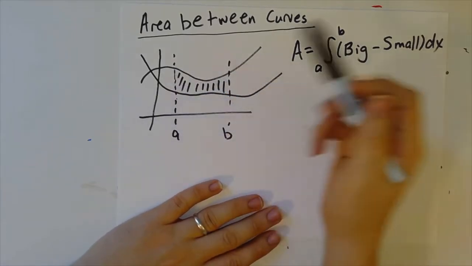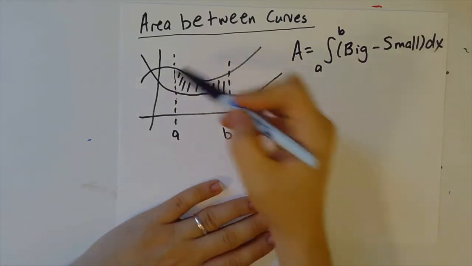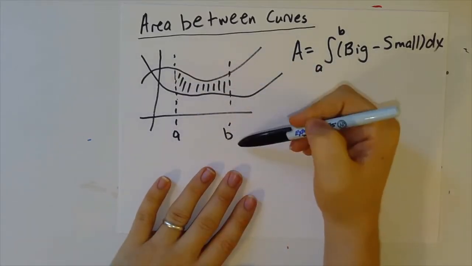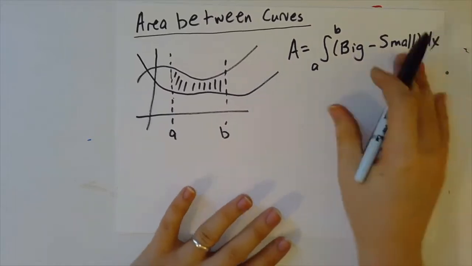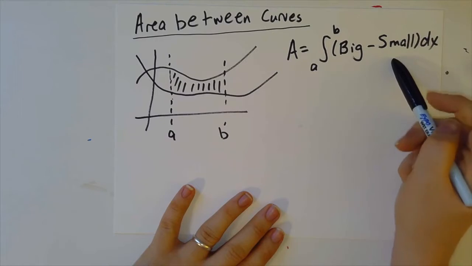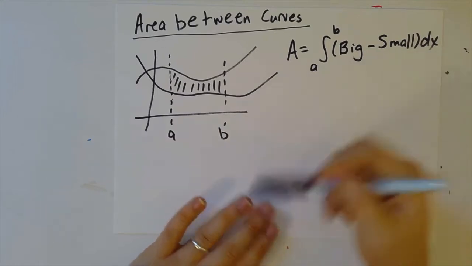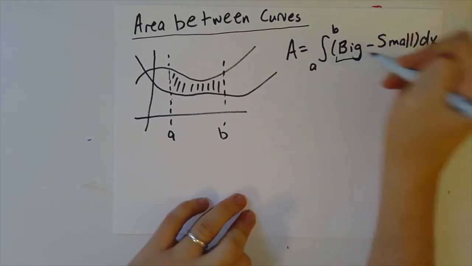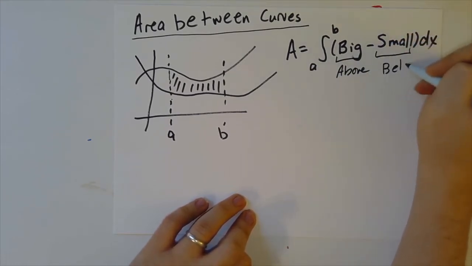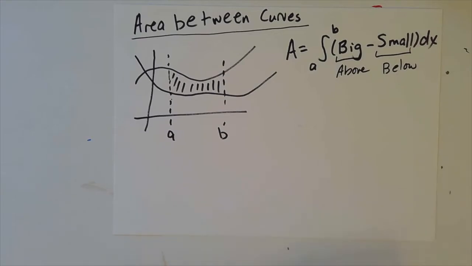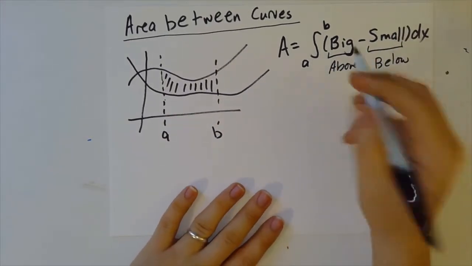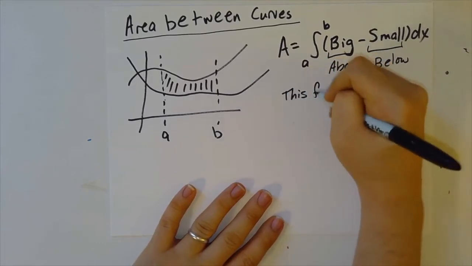Then if your area is bounded like this, again, by one big function, one small function, x equals a on the left and x equals b on the right, then the area is given exactly by the integral from a to b of the big function minus the little function dx. Okay, or if you prefer, the above function and the below function, whichever way you want to think about it. Now, I should notice this formula is smart. It counts all area as positive.